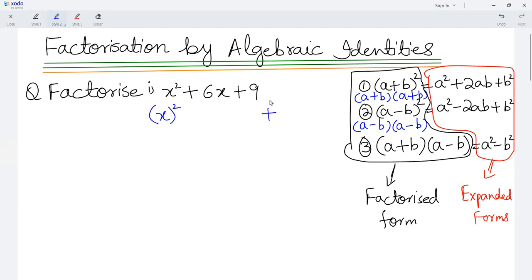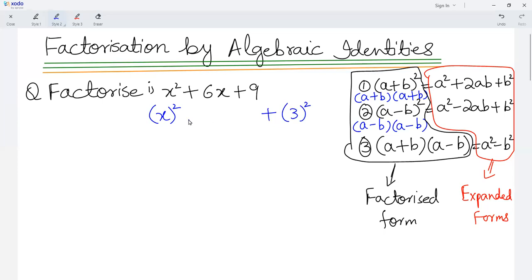Similarly, 9 is a perfect square. It is the square of 3, and we can write it as 3 squared. In the center, if there is a positive sign, we have to apply the first identity. If there is a negative sign, we have to apply the second identity. But look at whether the middle term is proving 2ab. In both cases there is 2ab in the center. If it is proving 2ab, then we can apply it. Otherwise, we can't apply this.